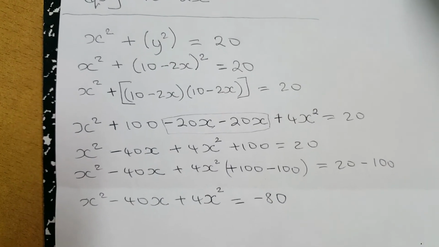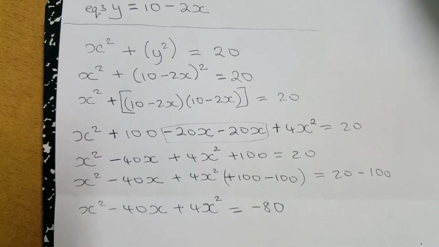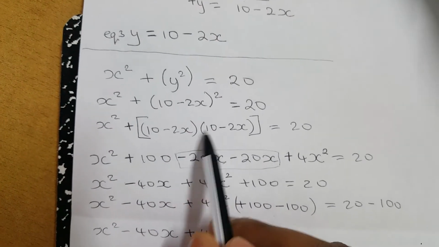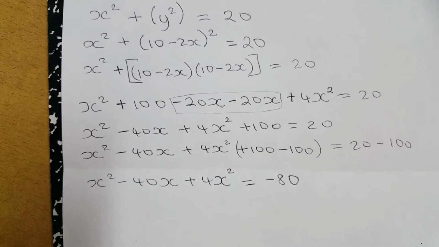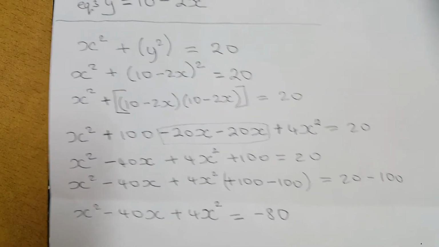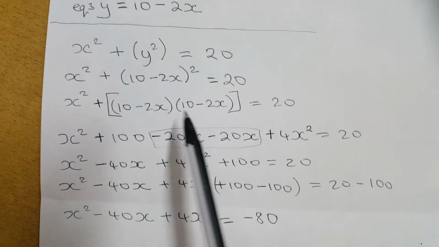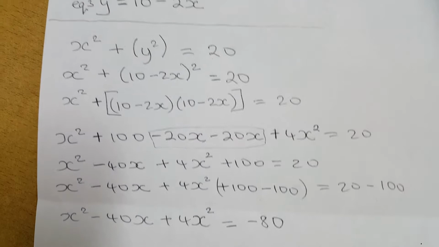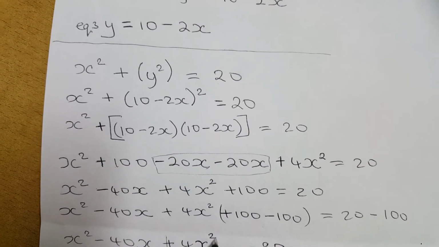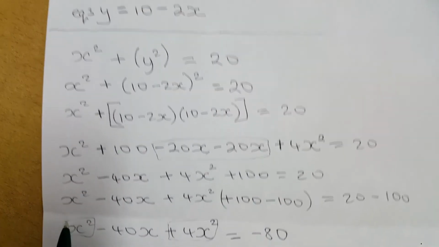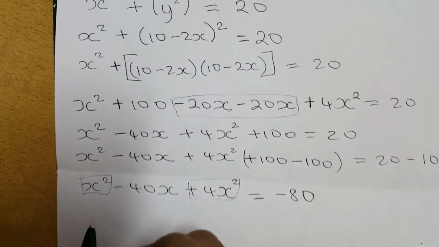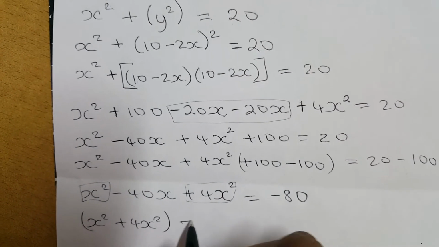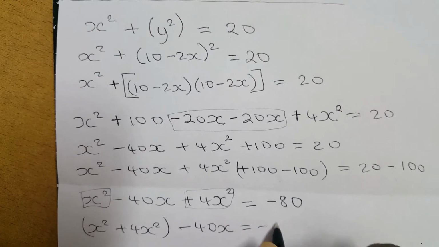Alright, so when doing these things, we have to be mindful to ensure that we don't make any mistakes. That's why sometimes you have to recap. I also have a video on the distributive law that you can view. I will attach it so that you can view it afterwards if you still have difficulty expanding the brackets. So this moves us one step closer, and just like before, if we have like terms, we have to group them. So our x squared and 4x squared are like terms, so x squared plus 4x squared minus 40x equals negative 80.